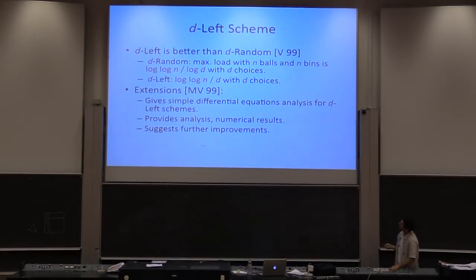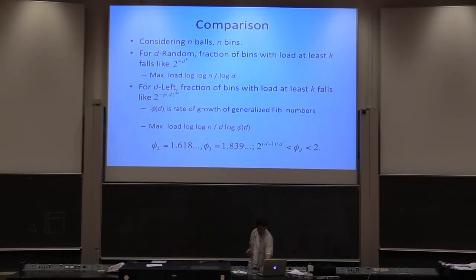He did this by sort of the witness tree argument. Later, I went back with him and we showed that you could come up with, again, the fluid limit differential equation-based analysis that gave the same sort of result. And just to give an idea of why this is, without going through the full proof.